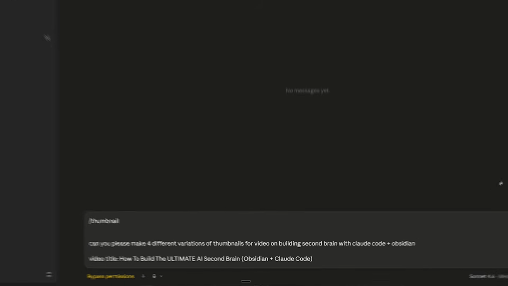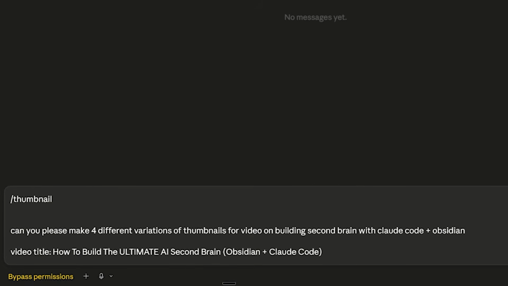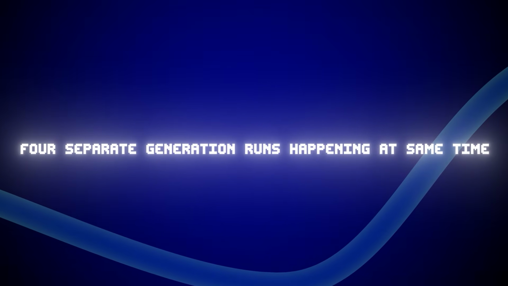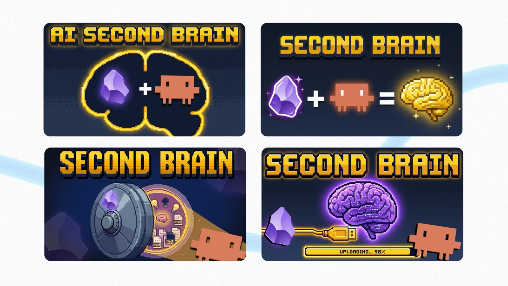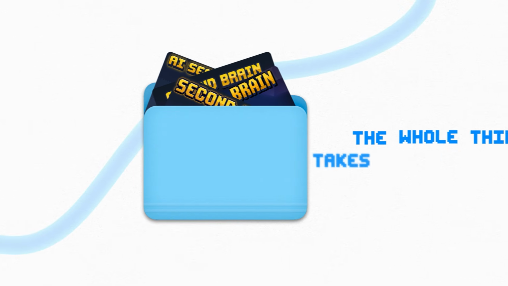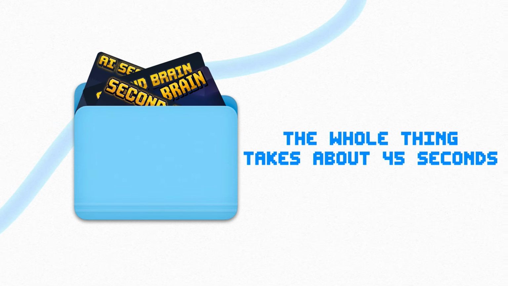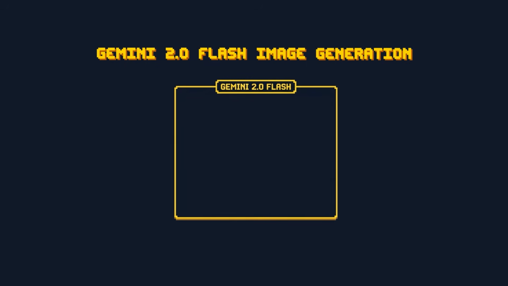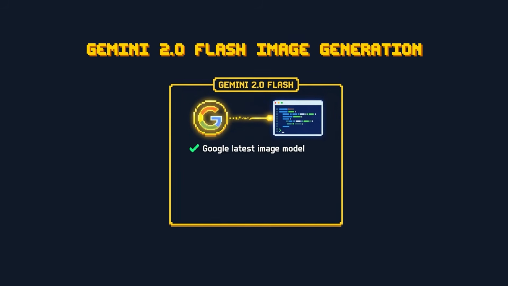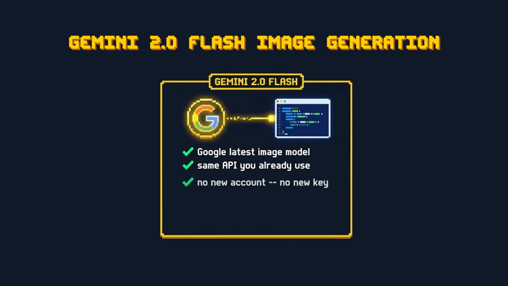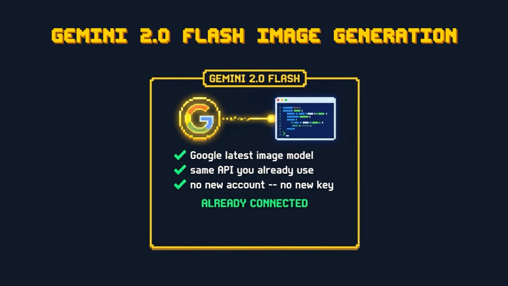Here's the thumbnail workflow. Type /thumb followed by a description of what you want. The script fires 4 separate generation runs happening at the same time, and 4 distinct PNG files land in assets, generated visuals. The folder opens automatically. The whole thing takes about 45 seconds. The model I'm using here is Gemini 2.0 Flash Image Generation, Google's latest image model, and it's built into the same API you're probably already using for other things in Claude Code.